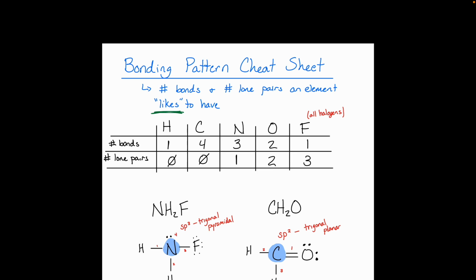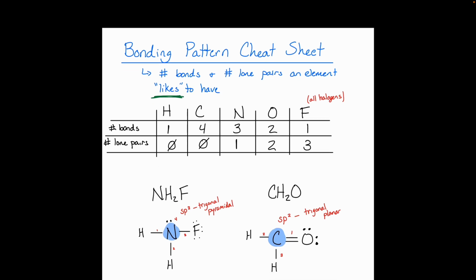All about these organic structures, right? So what we did last time was we simplified these rules for drawing Lewis structures into just this bonding pattern cheat sheet here, where we said as long as each element has this certain number of bonds and this certain number of lone pairs, we know that it's happy, okay? And we said that this is how many bonds and lone pairs an element likes to have, all right?